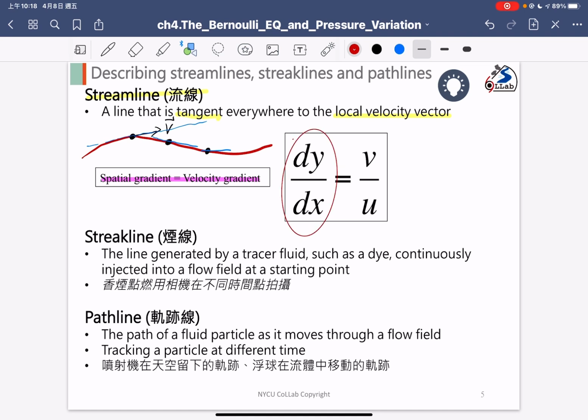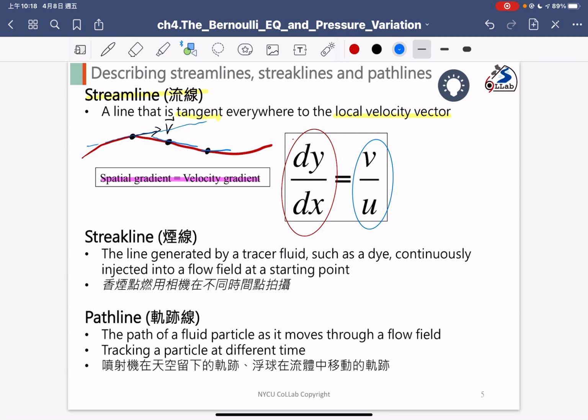Okay, this is the spatial gradient, right? The x, the y, the ratios. And on the right-hand side, I use the v and the u. What is the v? V is the fluid velocity along the y direction. U is the fluid velocity along the x direction. So that's why I say that the ratio between the velocities is equal to the spatial ratio.